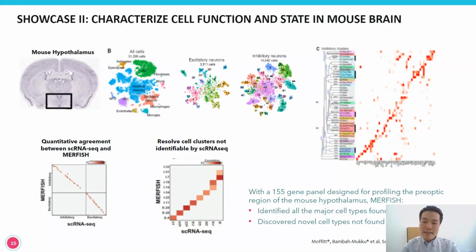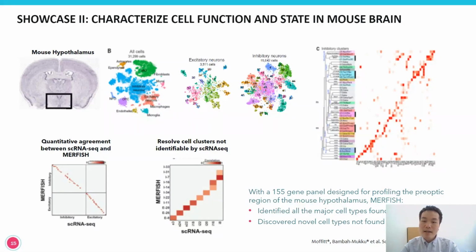Actually, in some instances, as shown by the correlation plot on the right, MERFISH was even able to resolve different cell clusters that were not distinguishable by single-cell RNA-seq. For example, there are two clusters on these correlation plots that are grouped as a single cluster. However, MERFISH was able to segregate that into two different clusters. And this was really made possible by two key features of our technology.